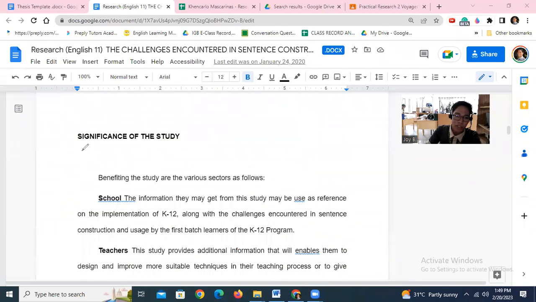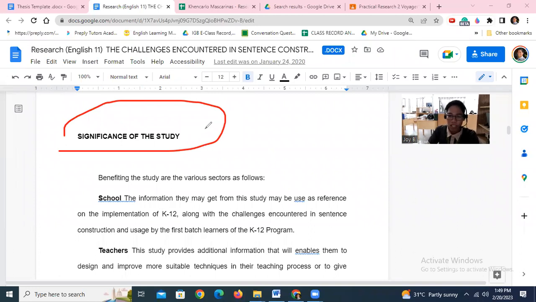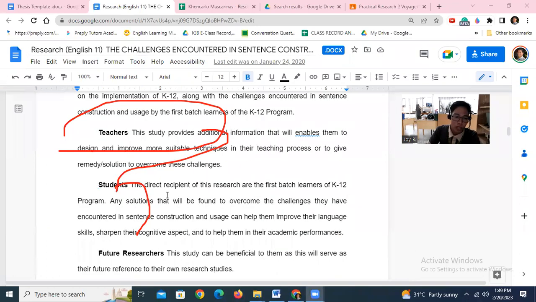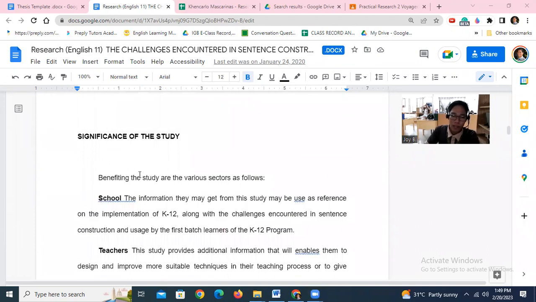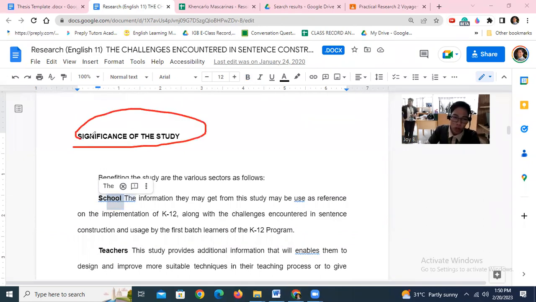Ang isusulat sa significance of the study is you need to talk about ano ba ang importansya if ever you finish that study to the school, to the teachers, as well as to the students and future researchers. So you can start this one. Significance of the study, benefiting the study are the various sectors as follows. First one is the school. So ano ba ang contribution or ang importansya ng study sa school? So you can say, the information they may get from this study may be used as reference on the implementation of K-12, so on and so forth.